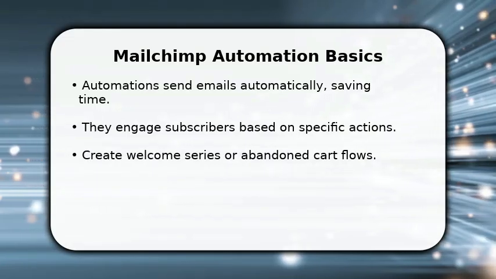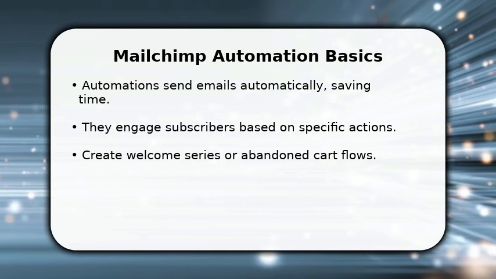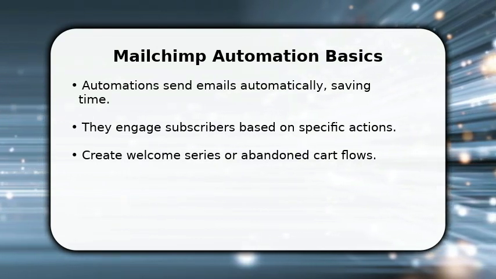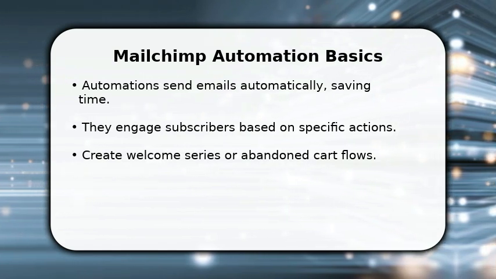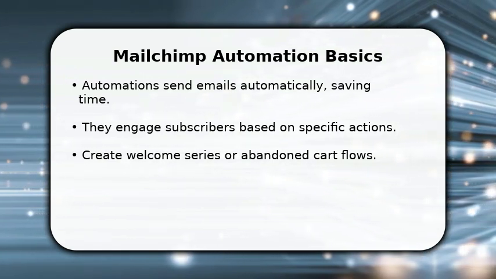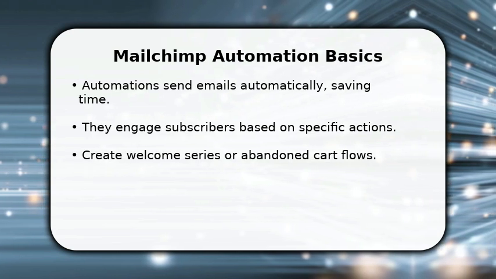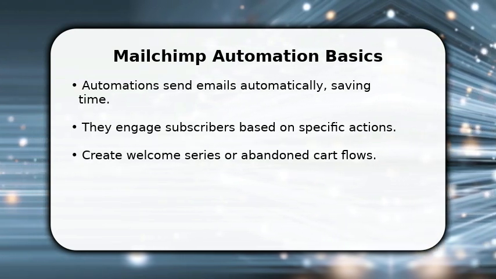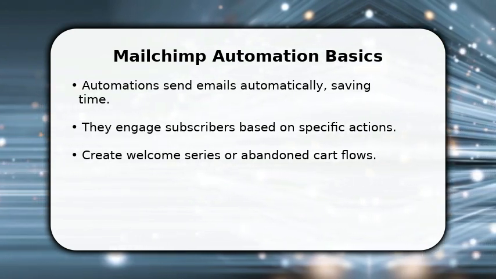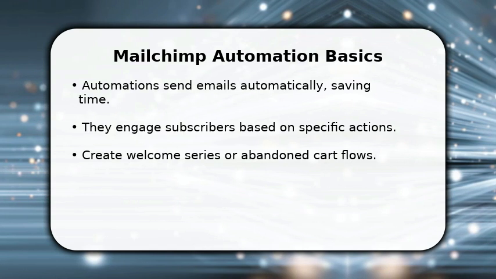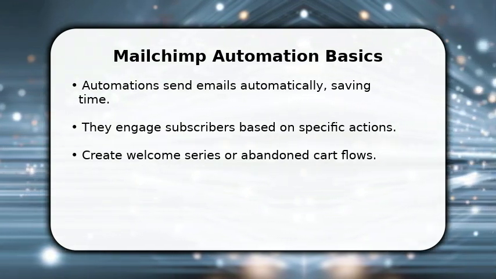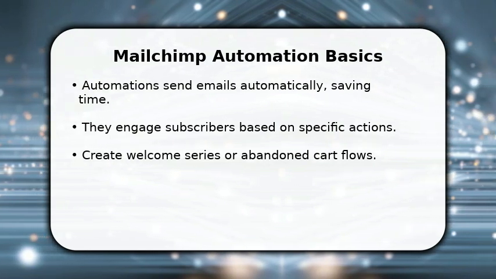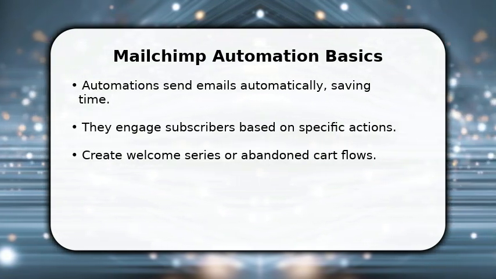In this video, I will explain how to create automation on Mailchimp. Automations are powerful tools that allow you to send targeted emails to your audience automatically. This saves you a significant amount of time and ensures your subscribers receive relevant content at the right moment. We'll cover everything from setting up your first automated journey to optimizing its performance for maximum impact, helping you connect with your audience more effectively.